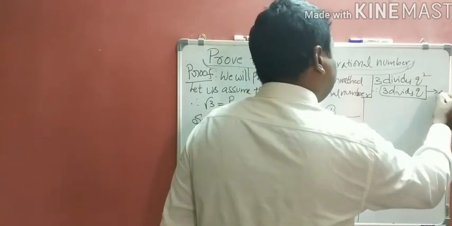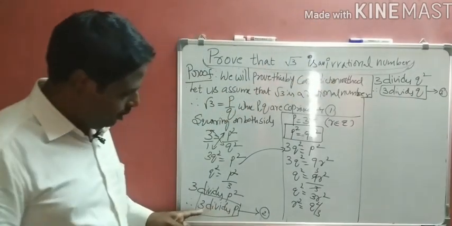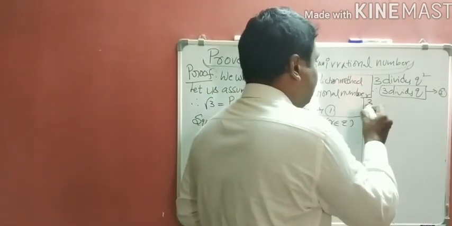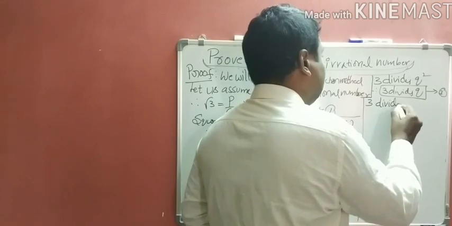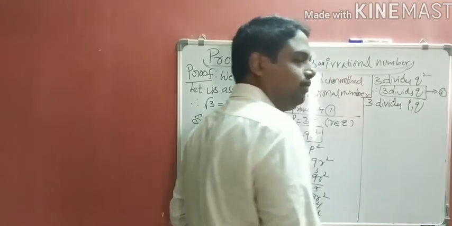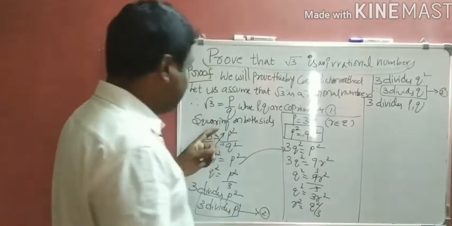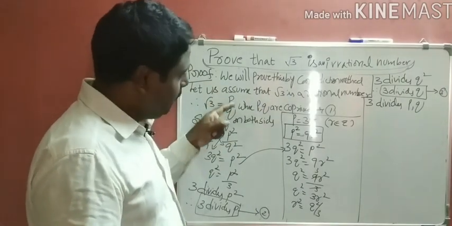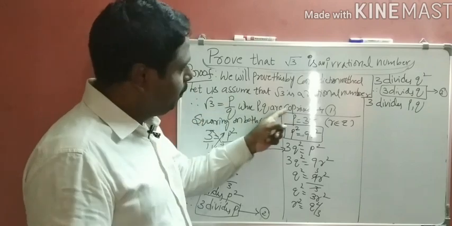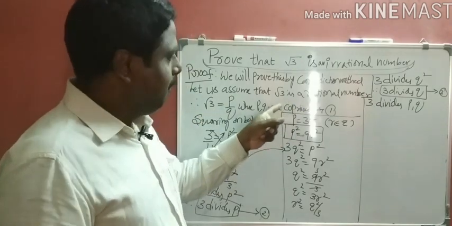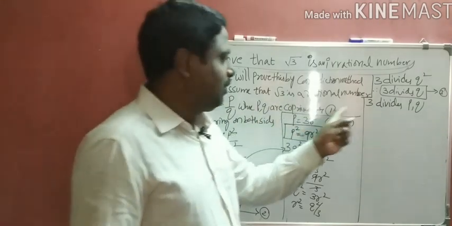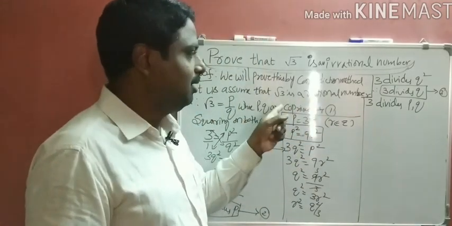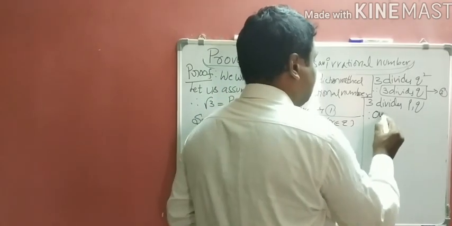Let us take this as equation number 3. What is equation number 2? 3 divides p, 3 divides q. So from 2 and 3, 3 divides both p and q. What we assumed here is root 3 is a rational number, so that root 3 is equal to p by q. By the property of rational numbers, p and q should be co-primes. Understand? So here the property of co-primes fails. Why does it fail? Because our assumption is wrong.